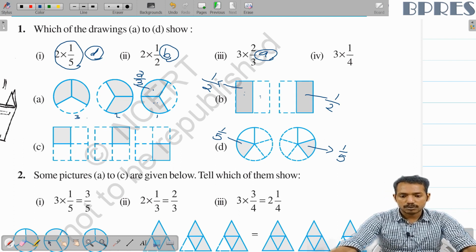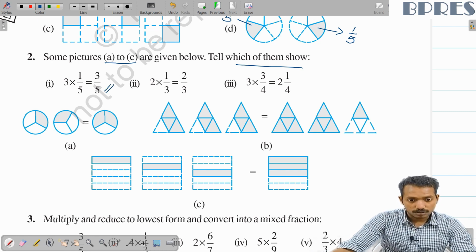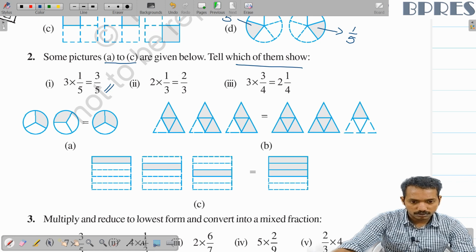Okay. Now I am moving to the second question. Now in this question, some pictures A to C are given below. Tell which of them show 3 into 1 by 5 is equal to 3 by 5. Very simple. Which is the figure that represents 1 by 5?